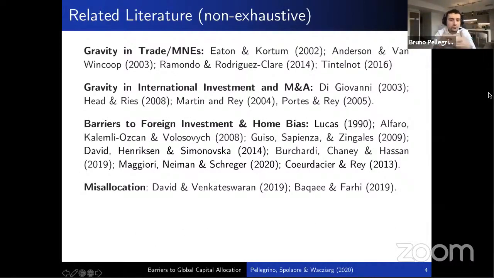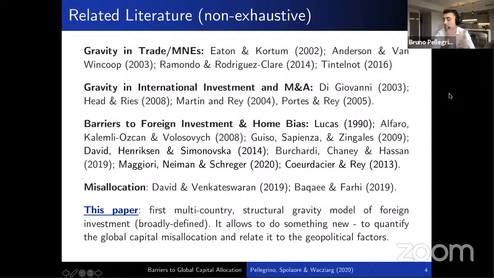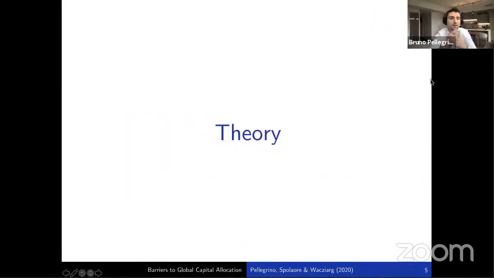Now, this paper, of course, relates to a large literature in both international finance and trade on gravity. It also relates to the macro literature on capital misallocation. The way that we see ourselves contributing to these many literatures is by providing the first multi-country structural gravity model of foreign investment, broadly defined. Why do we need this new model? It allows us to do something new, which is to analyze capital misallocation across countries and relate this capital misallocation to various geopolitical factors. Okay, so without further ado, let me get straight into the theory.